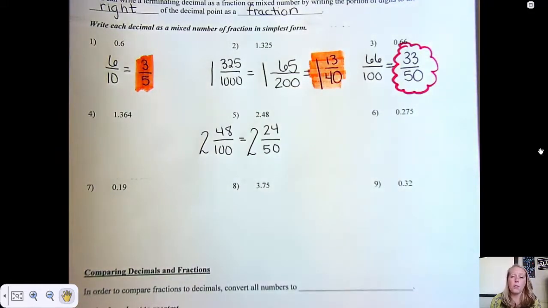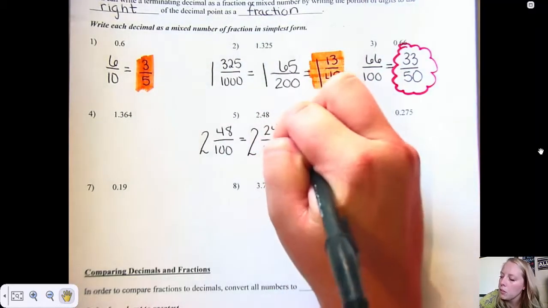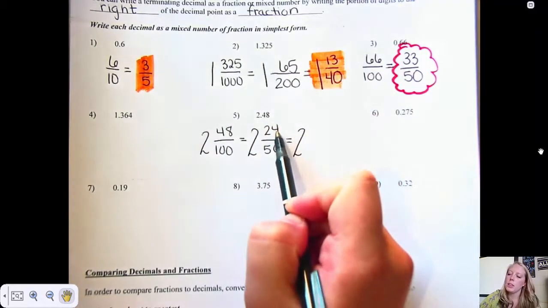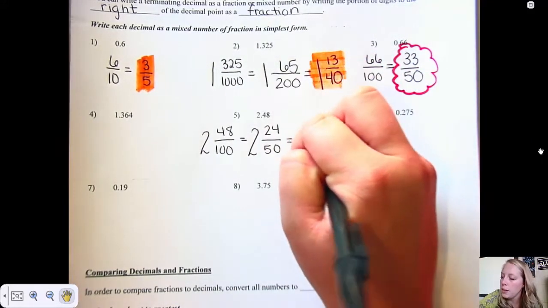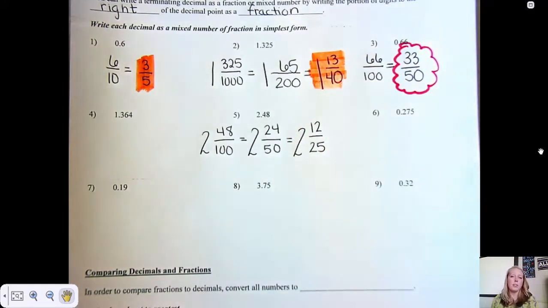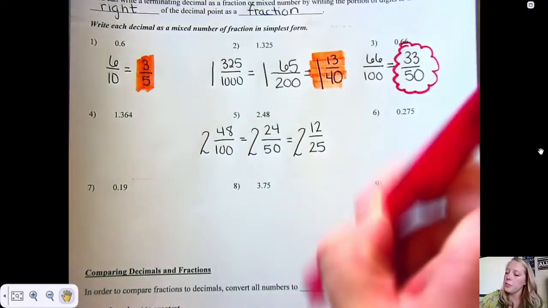What goes into 24 and 50? 2 again. So remember, you're cutting everybody in half. Cut this in half and you get 12. Cut 50 in half and you get 25. 12 and 25, they do not have anything else in common. So this would be our answer for number 5.